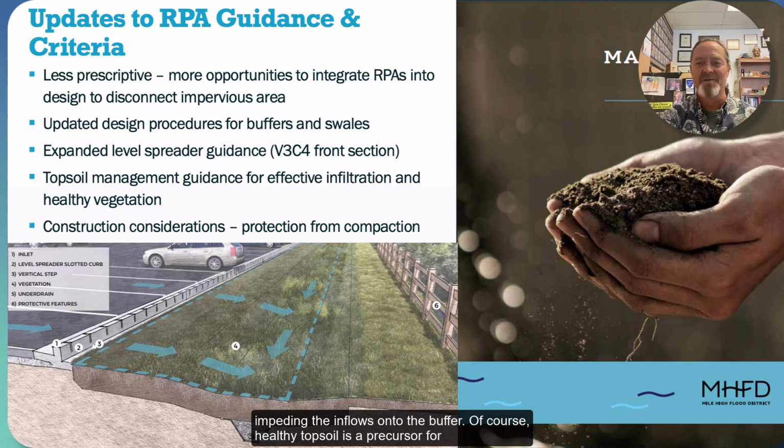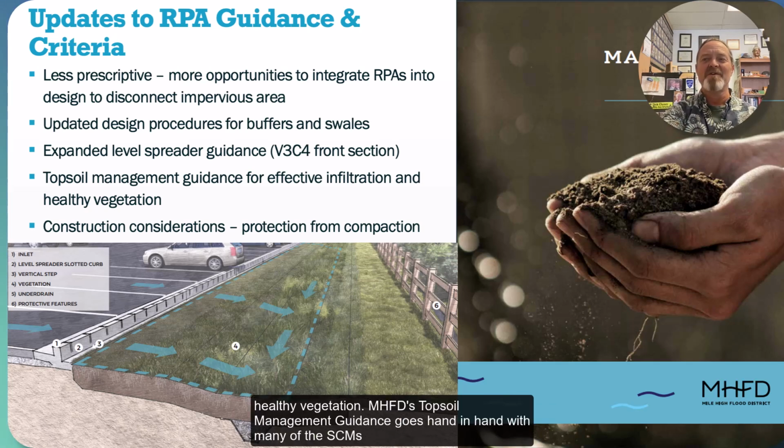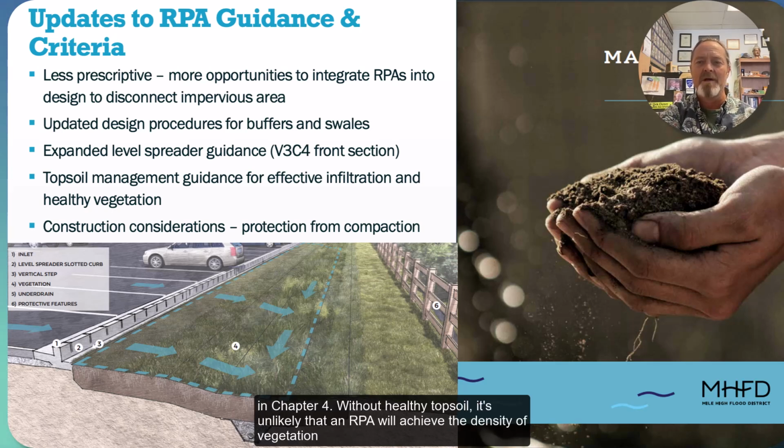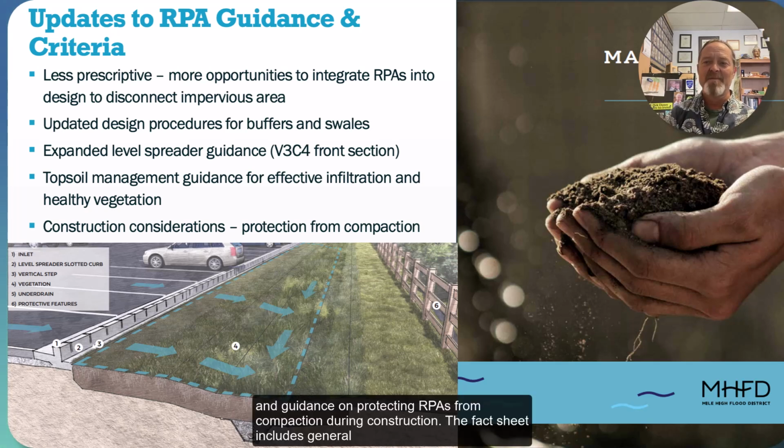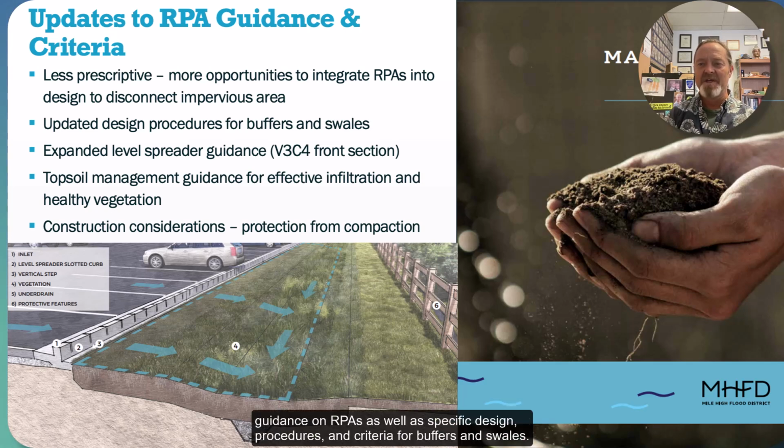Of course, healthy topsoil is a precursor for healthy vegetation. MHFD's topsoil management guidance goes hand in hand with many of the SCMs in Chapter 4. Without healthy topsoil, it's unlikely that an RPA will achieve the density of vegetation needed for effective treatment. We also include expanded guidance on level spreaders in the front section and guidance on protecting RPAs from compaction during construction. The fact sheet includes general guidance on RPAs as well as specific design procedures and criteria for buffers and swales.